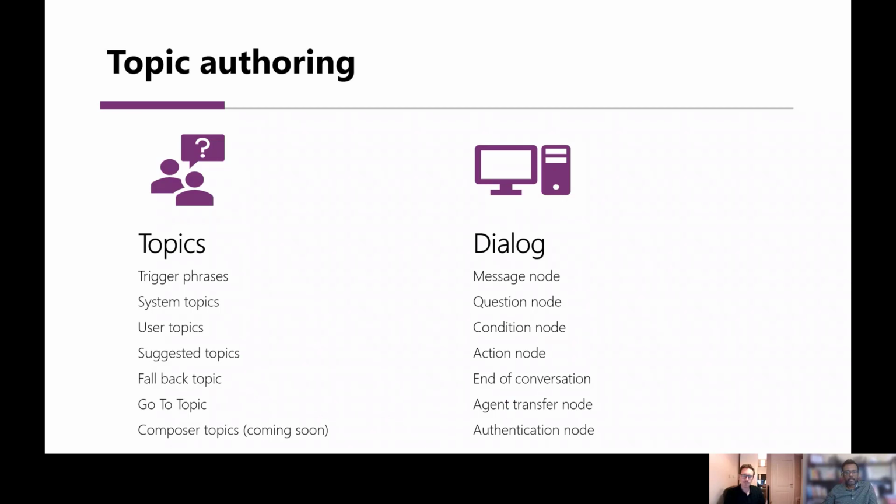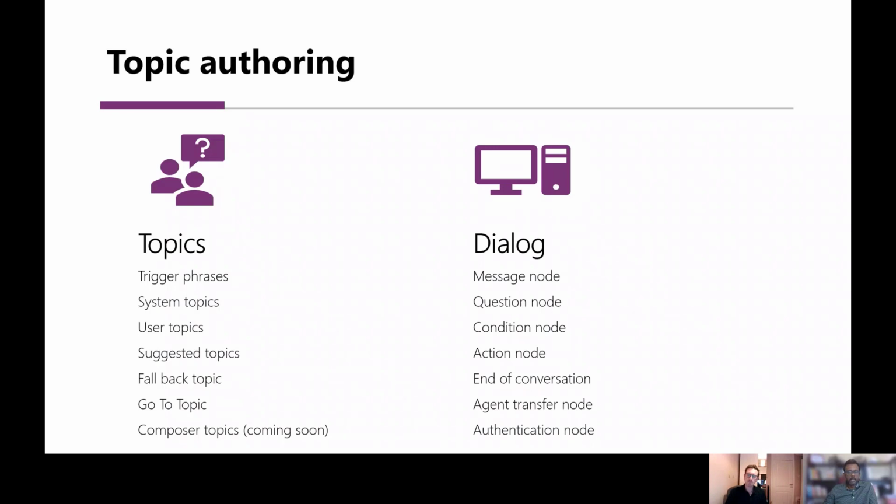And same thing with the dialogues. We have different types of nodes. Some of the most common nodes which we use as part of the bot building are the message node, and you also have the condition node, the question nodes and the action nodes. And apart from that, there are a few other system related nodes, like, as I said, the end of conversation node, which takes you to the end of conversation system topic, and the agent transfer node, which takes you to the system topic for escalation, and finally an authentication node. Wherever you want the end user to authenticate, you can configure this and then you can authenticate that user.